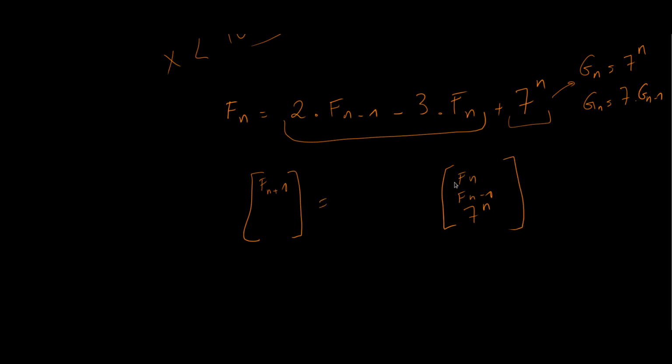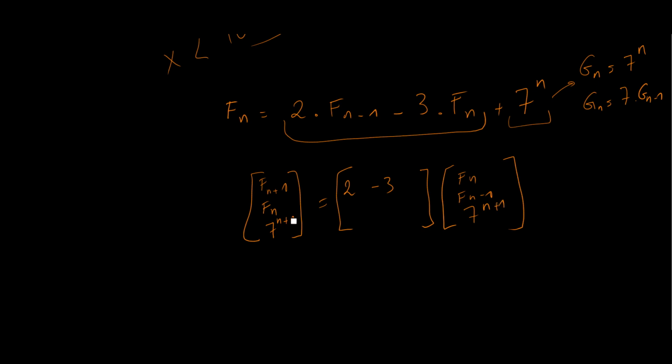But we also need to stay consistent. So if the leading coefficient here is n, and we had here f of n minus 1 and here 7 to the n, then here we should have f of n and 7 raised to the n plus 1. So let's see if we can find a matrix that will help us solve this equation. So in order to get f of n plus 1 here, we need to have 2f of n, so we need a 2 here, a minus 3 times f of n minus 1, and a 7 to the n plus 1.